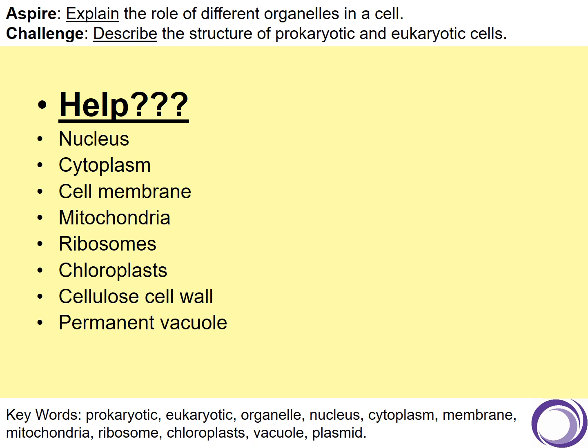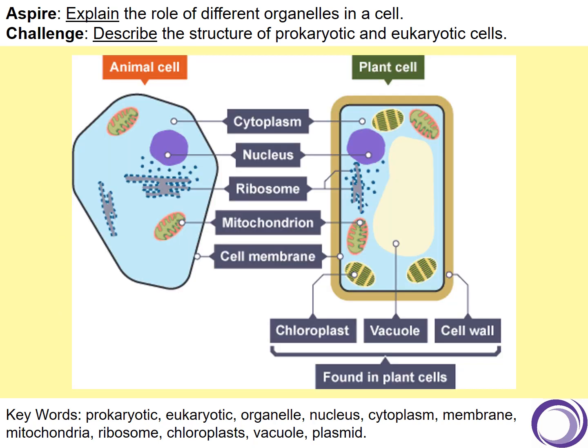Right, let's see how you got on. So this is an animal cell on the left-hand side and the plant cell on the right-hand side. So an animal cell has a cytoplasm, a nucleus, a ribosome, mitochondrion or mitochondria if it's just by itself, and a cell membrane. And the bits that are just found in plants are the chloroplast, the vacuole, and the cell wall.